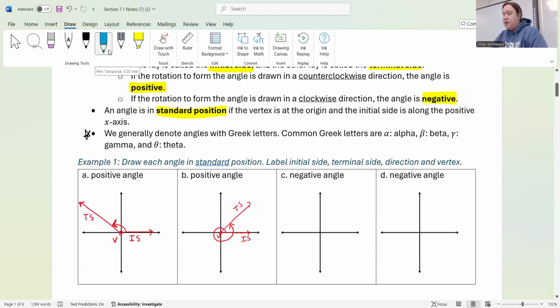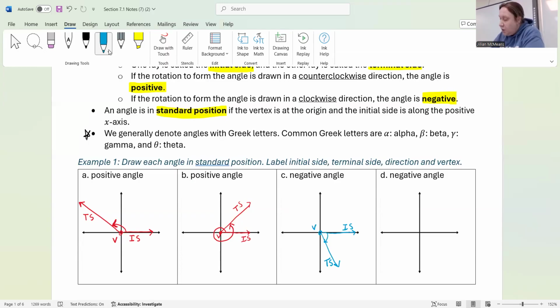So for part C, we have a negative angle that we need to draw. So we're going to draw our vertex and our initial side. And then we want to start to sweep open in the clockwise direction. So I could start sweeping open. Let's say we like it right here. And there you have a negative angle. So we have our initial side, our terminal side. We already drew the direction, and starting that spiral and putting an arrow is really important. And then we have our vertex.